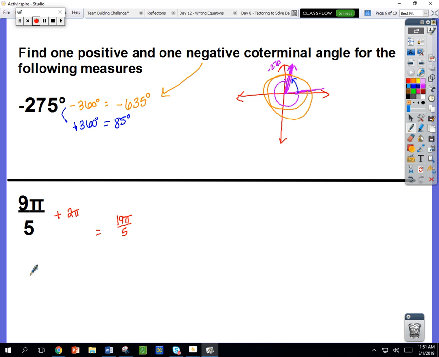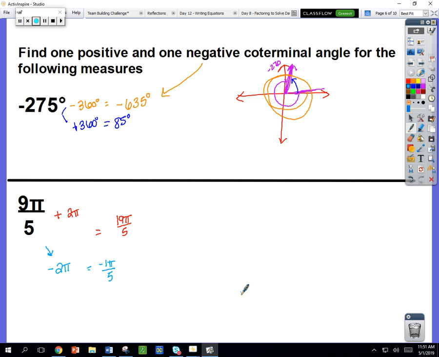And then to go the negative direction, I would subtract 2 pi from the original. So I'm going to go back to 9 over 5 and subtract 2. And I get negative 1/5 pi. So negative 1 pi over 5. So if it's in radians, you can keep it in radians. Just know that it's 360 around the circle and 2 pi around the circle.